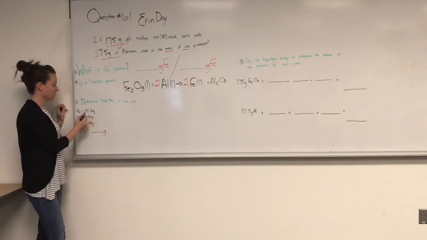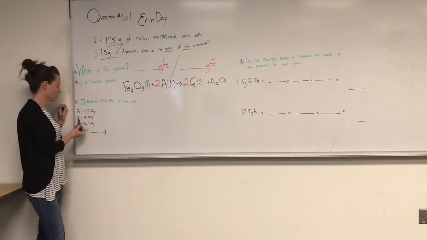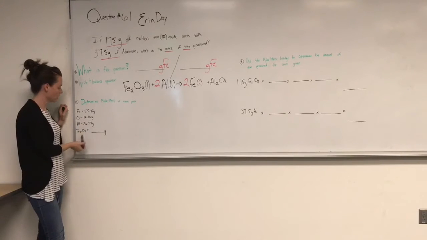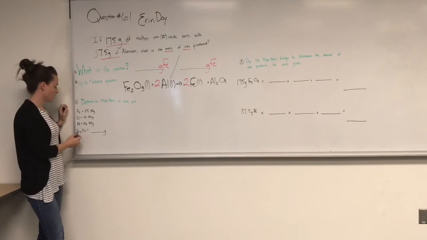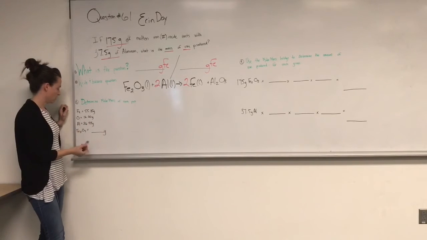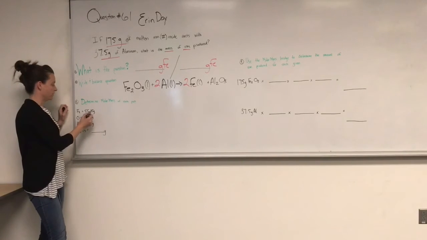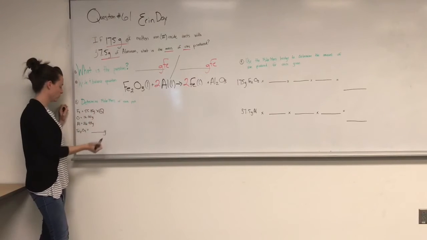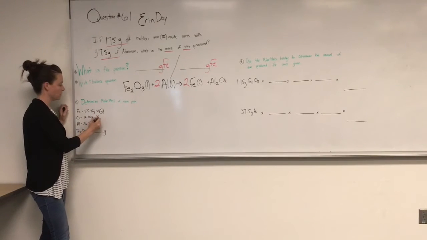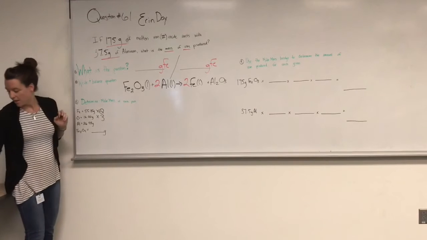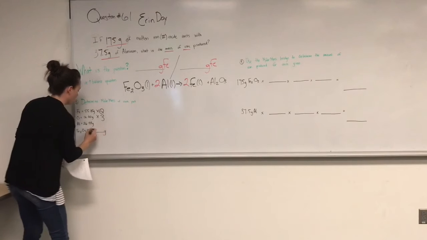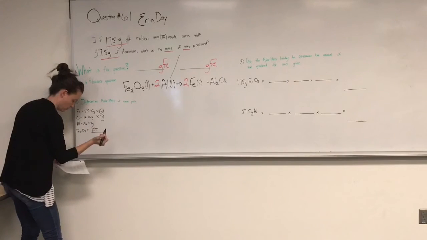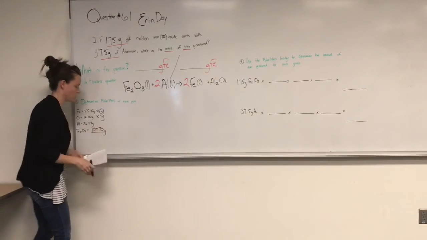The molar mass of iron is 55.85 grams. The molar mass of oxygen is 16.00 grams. Aluminum, 26.98 grams. And in order to determine what the molar mass of iron 3 oxide is, we'll have to add some of these together. So iron at 55.85, we'll have to do 2 of those. And oxygen at 16, we'll have to do 3 of those. And that equals 159.70 grams.